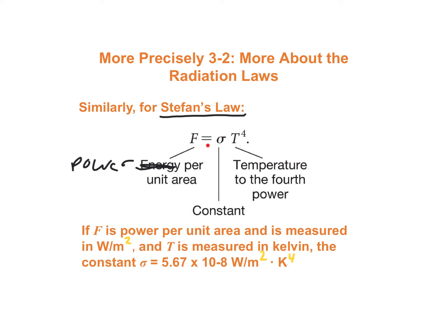And to turn a proportionality into an equation, you multiply by a constant. This constant is called Stefan's constant. And so if F is power per unit area and it's measured in watts divided by meters squared, and if temperature is measured in Kelvin, then the constant sigma would be 5.67 times 10 to the negative 8 watts per meter squared Kelvin to the fourth. And this negative 8 should be an exponent there. In any case, we have the relationship for Stefan's law that the power per unit area is proportional to the fourth power of the temperature.